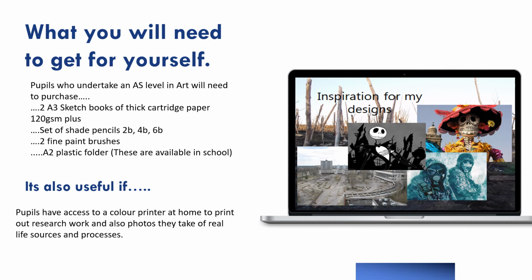Then a set of shade pencils is always very useful, so they're sharp and ready to go. It can save time in lessons. Of course, we do have these things in school, but it's in the pupils' advantage really to try and get hold of those, so they've got them there straight away. Also with paint brushes, so they're not looking for brushes. It can be handy if they have 2 fine paint brushes on them for detailed work. Again, though, we do have those things in school.